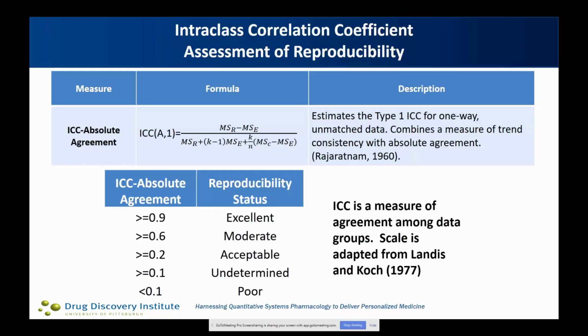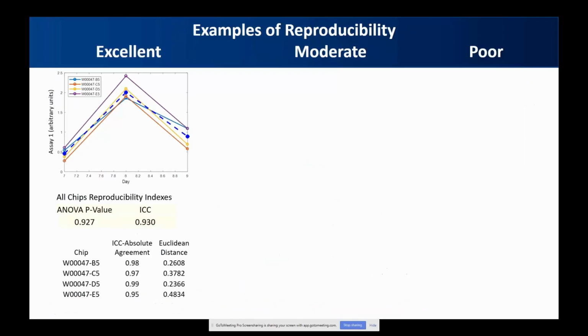It's used actually pretty frequently in terms of medical devices and characterizing the reproducibility of measurements from medical devices. We've established this scale here to give a classification of reproducibility based on a numeric value of the intraclass correlation coefficient. So these are just a couple of examples to give you a feel for what that looks like.